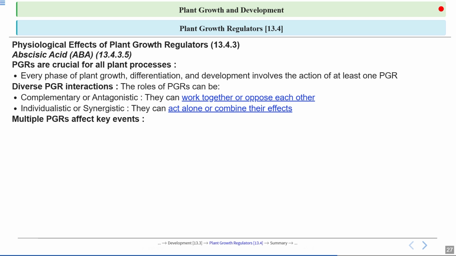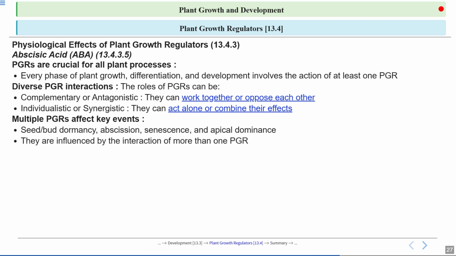Multiple plant growth regulators affect key events. Let us see that: seed and bud dormancy, abscission, senescence, and the apical dominance. Many of the plant hormones do this particular function. So they are working synergistically, showing the synergistic effect. So they are influenced by the interaction of more than one plant growth regulator.